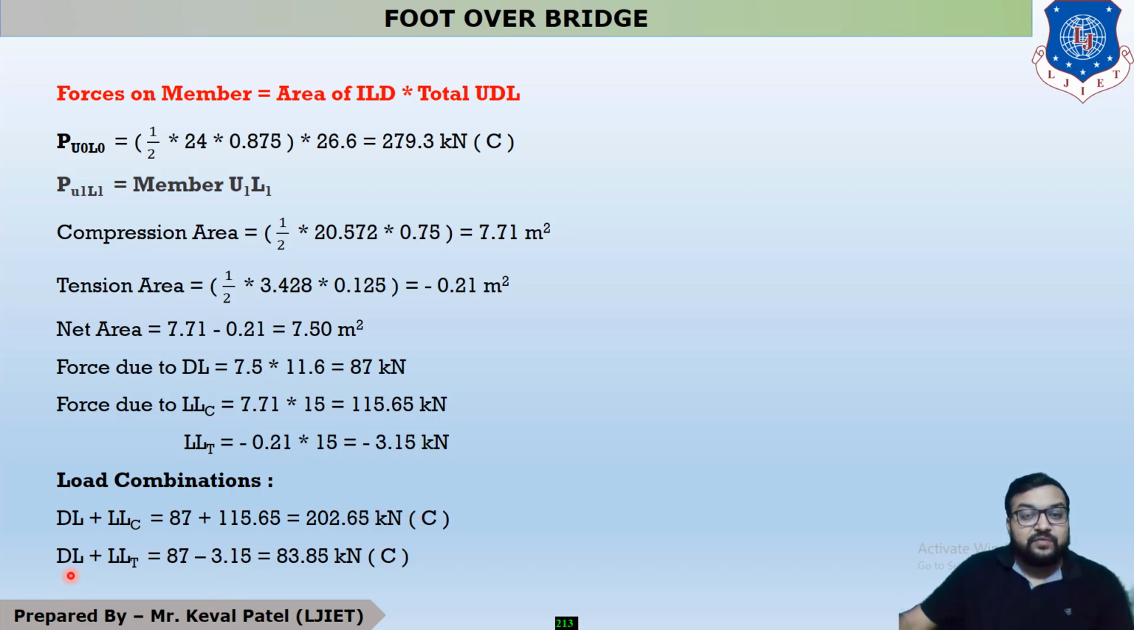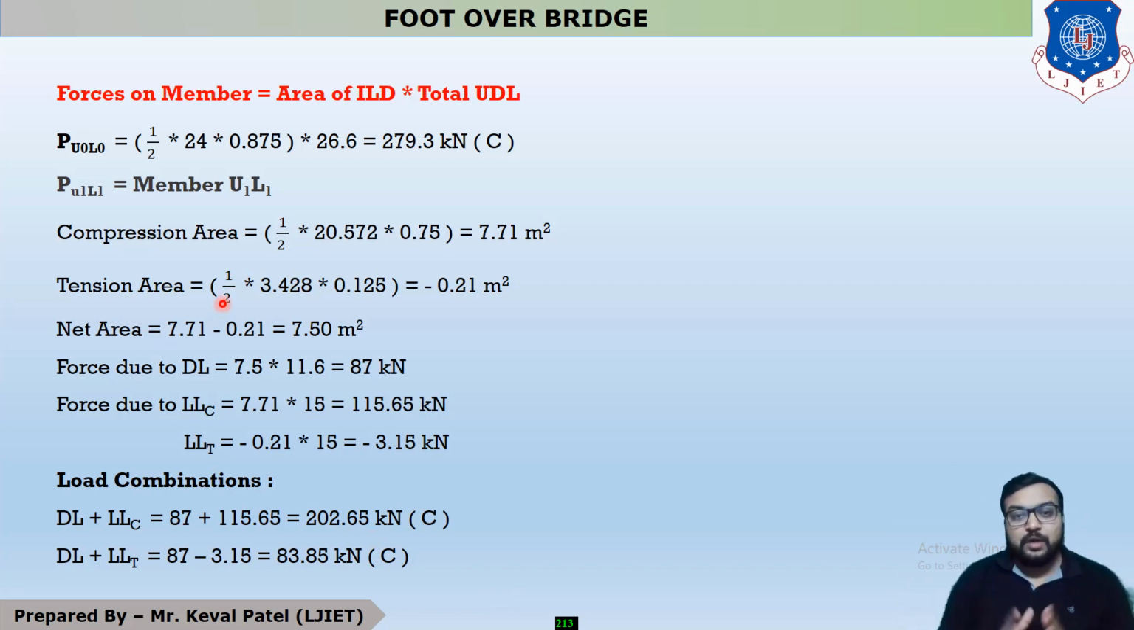And dead load is in compression and live load is in tension, so compression and tension will be in opposite direction. So 87 minus 3.15, which is equal to 83.85, and your final answer is in compression. Okay, so this is your first answer. These two are your second answer, and for third member and fourth member, all the calculations remain the same.